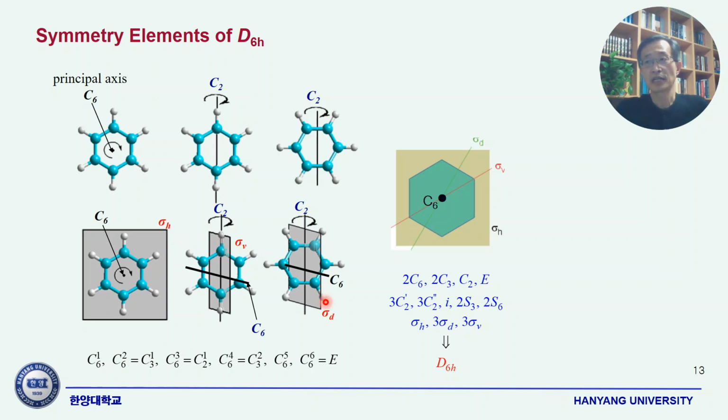All right, so it's a cumulative idea of what you have learned. We are looking at the benzene molecule, C6H6. You are looking at the benzene molecule from the top, and there is a C6 axis.